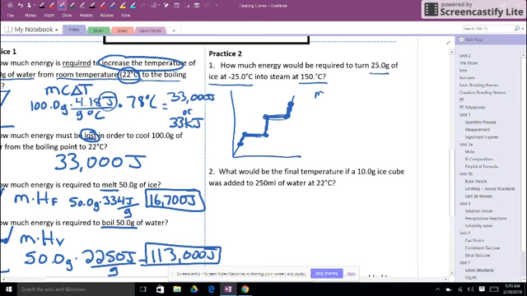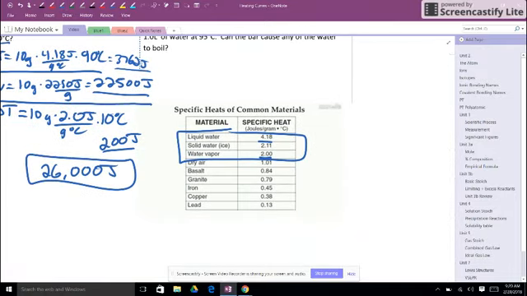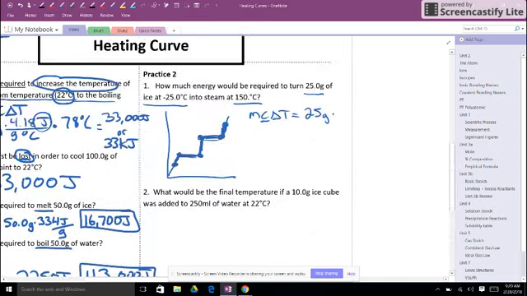First, let's do the MC delta T for the ice. So the mass will remain the same for this whole problem. So we have 25 grams. Now again, the specific heat of ice might not be the same as liquid. And we look on our specific heat table here, and we notice that it wasn't. It's 2.11 joules to raise 1 gram of ice 1 degree Celsius. So 2.11 joules per gram degree Celsius.